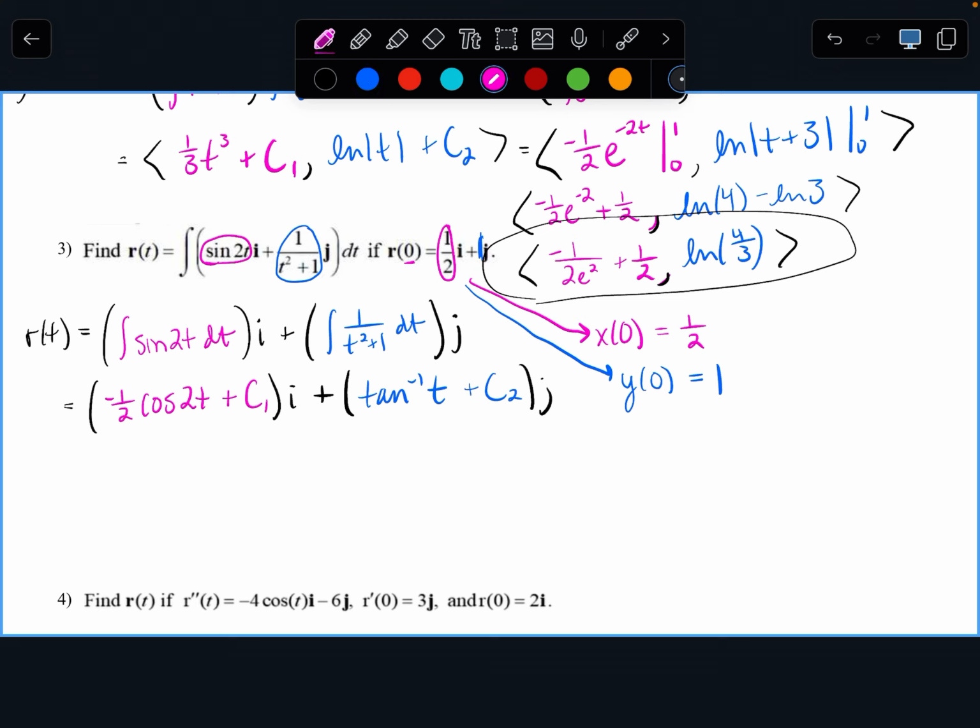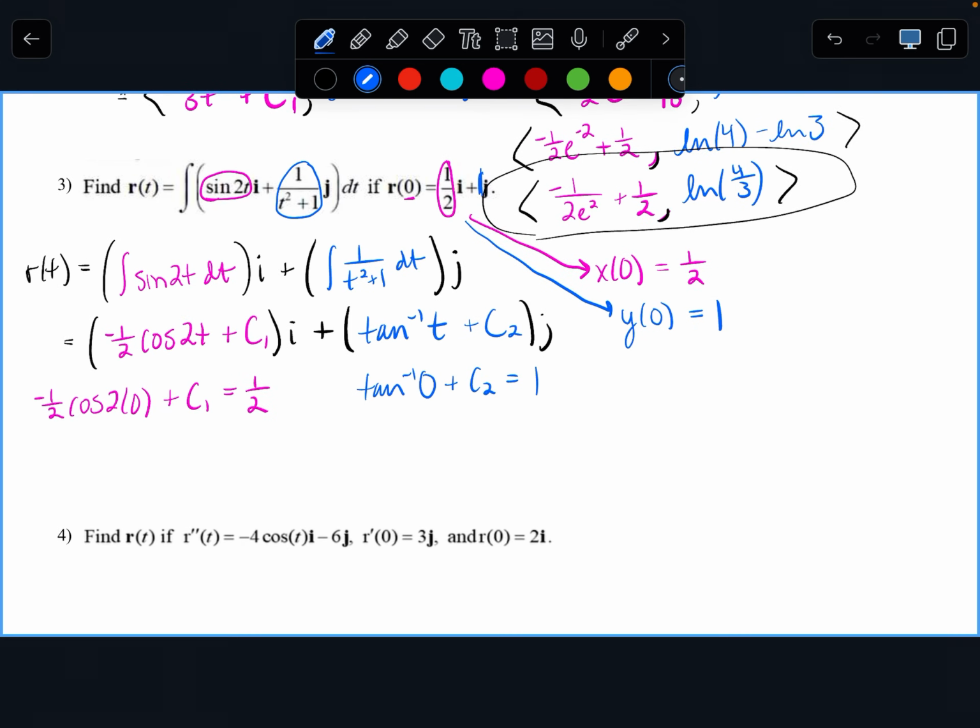So for the x, you're going to go negative a half cosine 2 times 0 plus c sub 1 equals a half, and then you're going to solve that. And then you're going to do the same thing, inverse tangent of t plus c sub 2 equals, oops, not t, I have to plug 0 in, silly, equals 1. So you're going to solve each of those little guys to get your 2 c's, and then that's it.